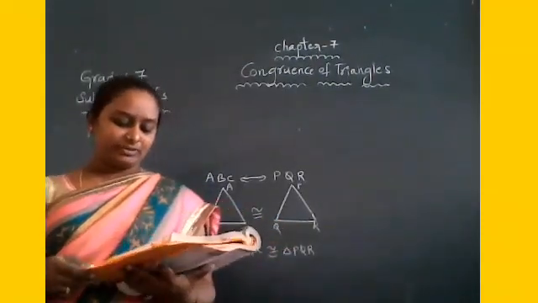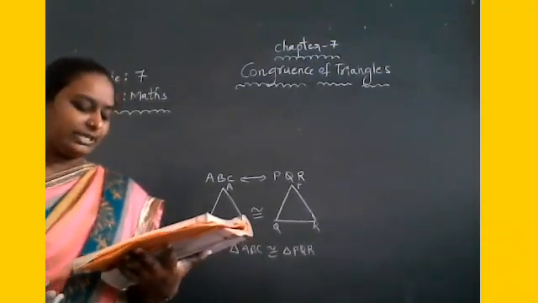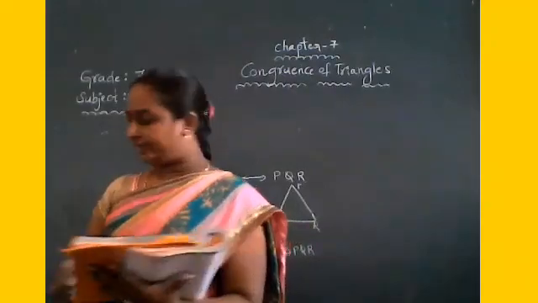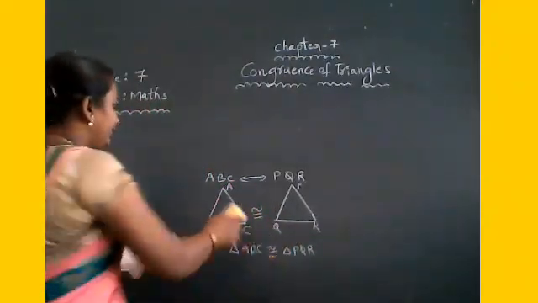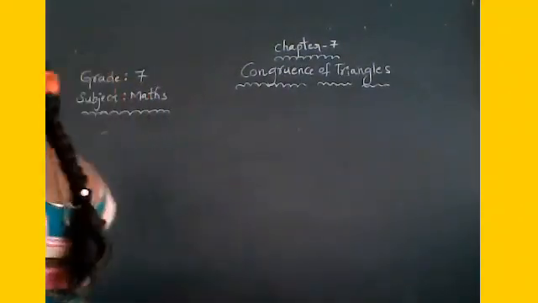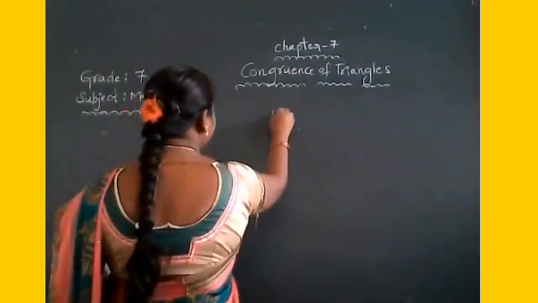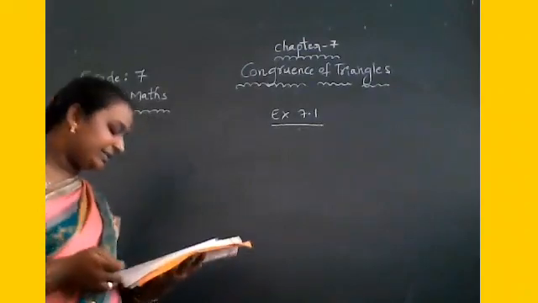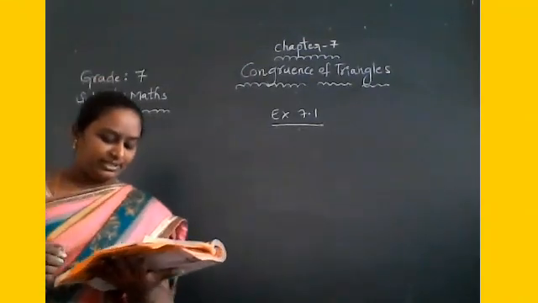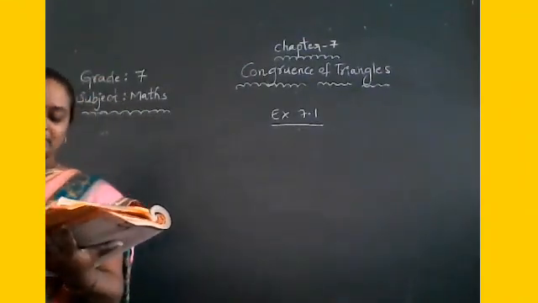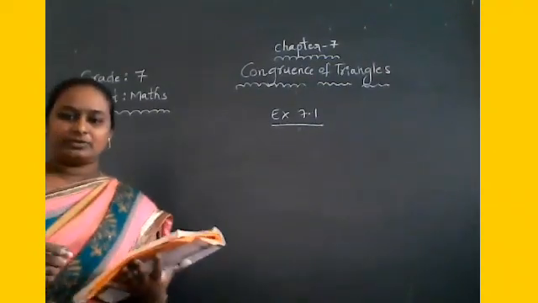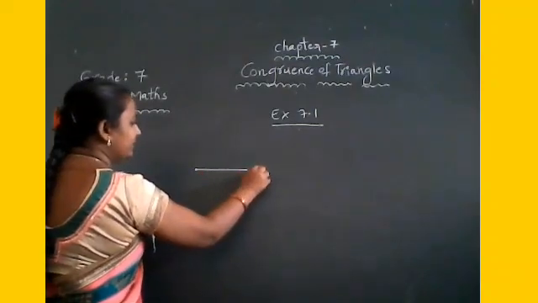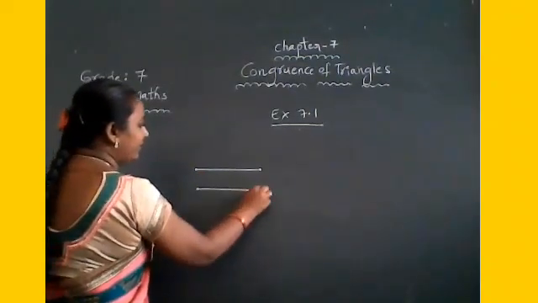Okay. Now in your notebook, keep the heading Exercise 7.1. First problem, see here. Keep the heading Exercise 7.1. So first one, complete the following statements. Two line segments are congruent. So what is the statement here? Two line segments are congruent.